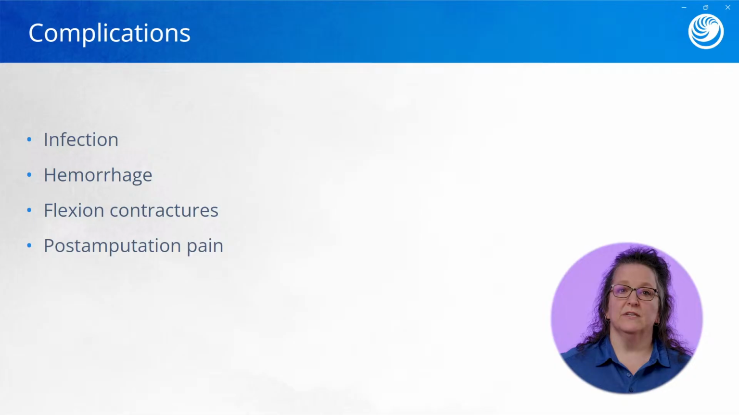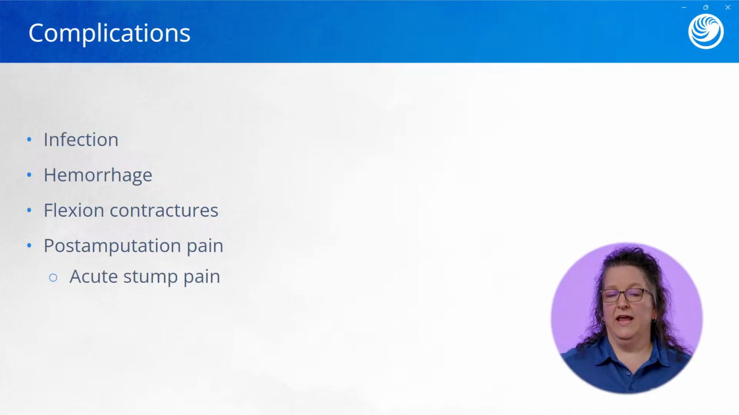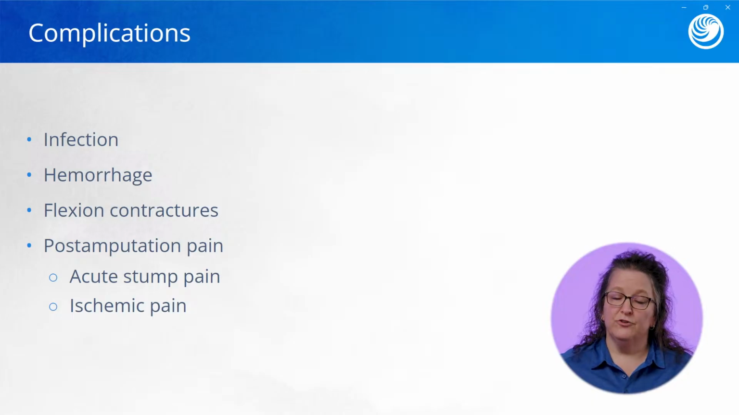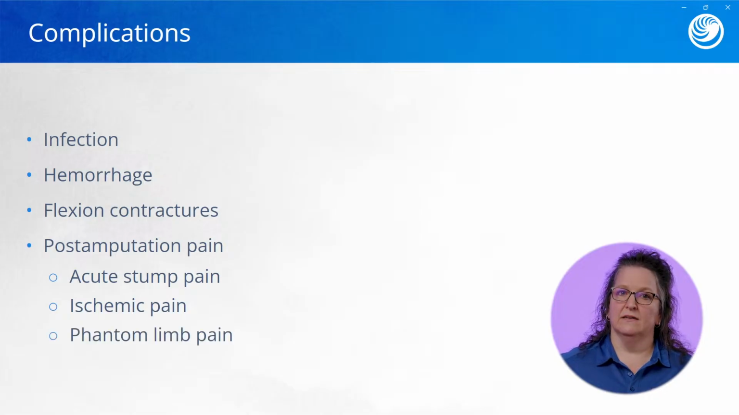And then post-amputation pain. The client can experience different types of pain. Acute stump pain or residual limb pain. The client just had surgery. We expect them to have some pain. Ischemic pain due to lack of oxygen perfusing and circulating because of peripheral artery disease. And then phantom limb pain. Let's talk a little bit about that right now.